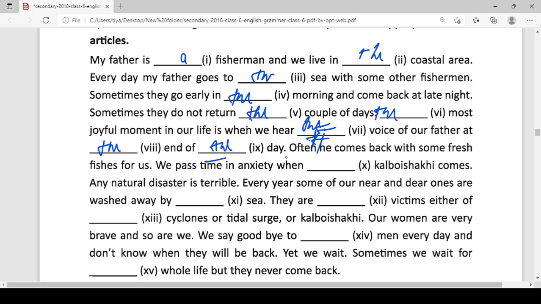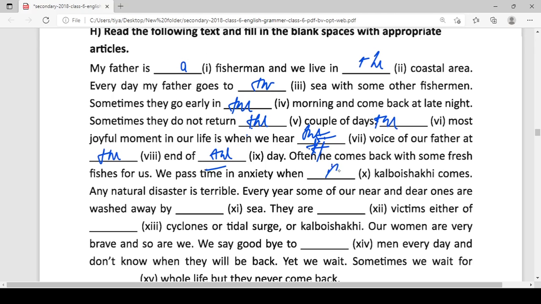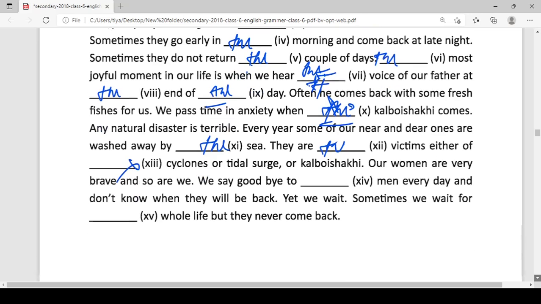At the end of the day, often he comes back with some fresh fishes for us. We pass time in anxiety, and when Kalboishakhi comes, just don't use any kind of article. And when Kalboishakhi comes, any natural disaster is terrible. Every year, some of our near and dear ones are washed away by the sea. They are the victims either of the cyclones, of tidal surge or Kalboishakhi. Here we use the because it is talking about the natural disaster.